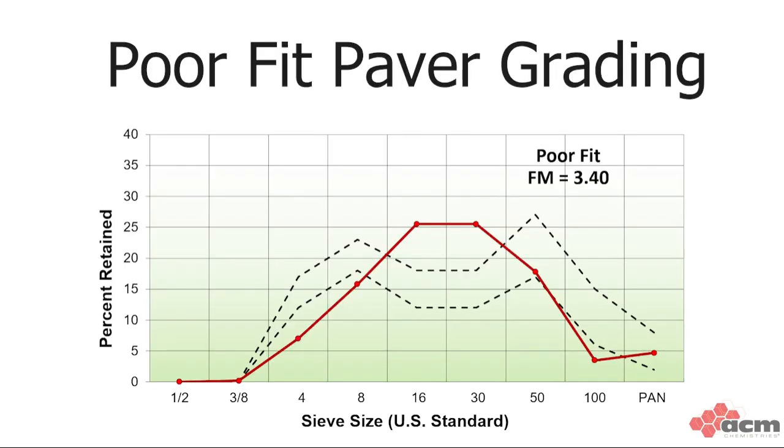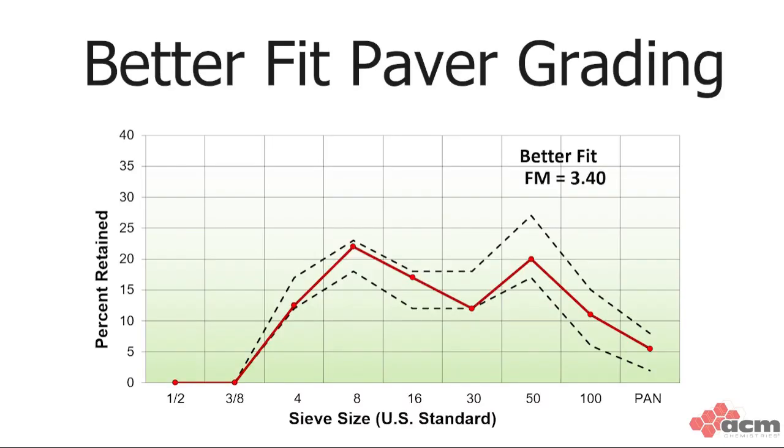This is an example of an aggregate blend that has an FM of 3.40, but which does not fit the optimum grading curve at all. It will not make a good paver. If we select different aggregates, we can blend them to have the right FM and a better fit to the optimum curve to give us a better performing paver.